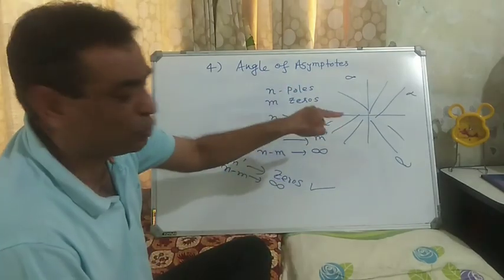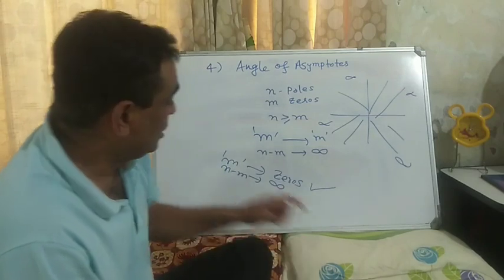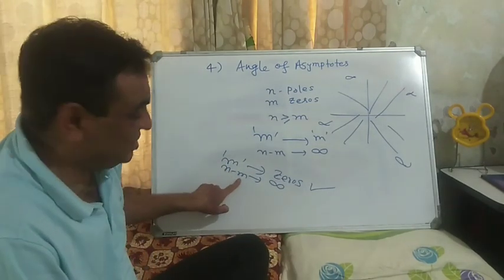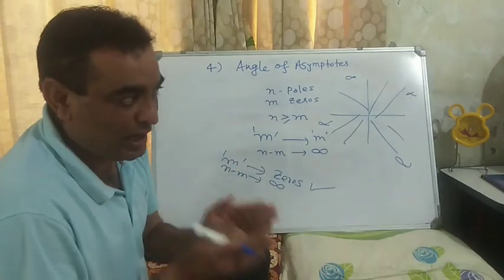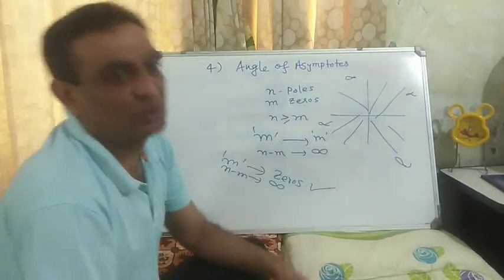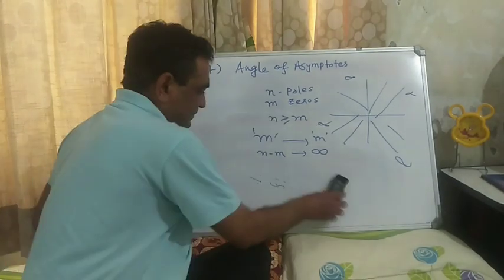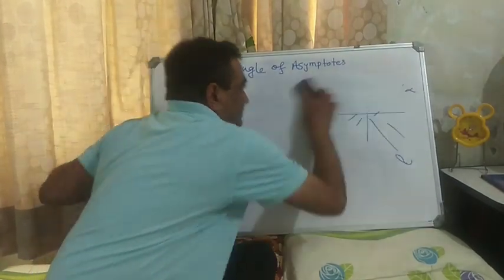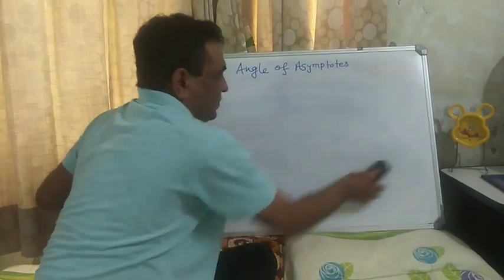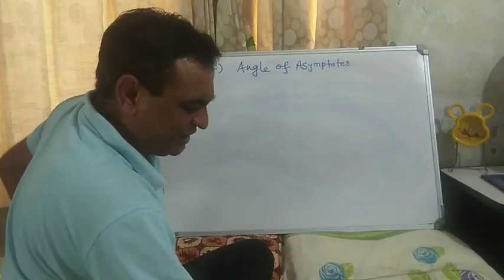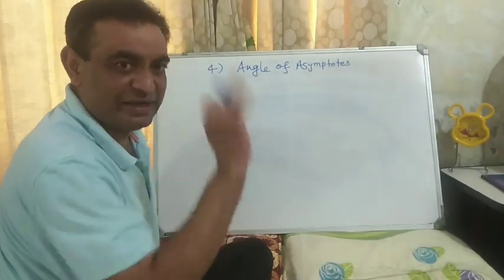So to address this question, this is the rule which is known as angle of asymptote. The n minus m branches which are terminating at infinity will go along the direction of asymptotes. I'm talking about n minus m branches which are going to terminate at infinity.